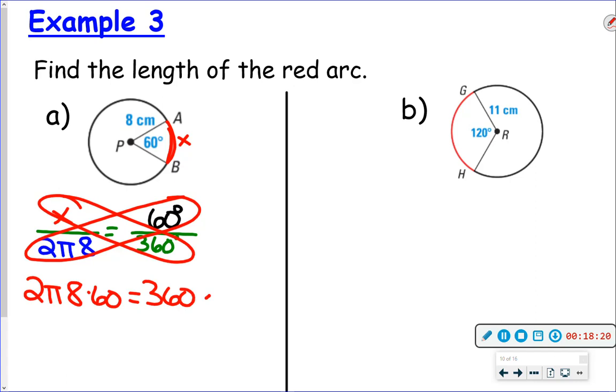Now, we know this. How are you going to get x alone? You divide by what? 360. So I generally don't even write this. I just punch this all directly into my calculator. So do your 2 pi times 8 times 60, and then divide by 360. And I rounded to, for whatever it's worth, the tenth.